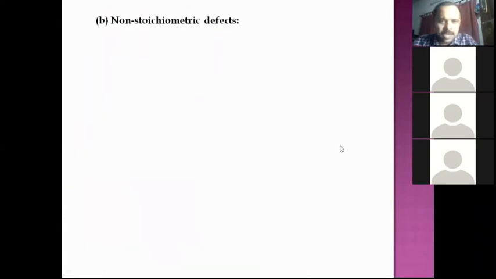Now, non-stoichiometric defects. So what are non-stoichiometric defects? These defects affect the stoichiometry. So when these defects exist, the mole proportion in the formula will change. That's the meaning of it. Okay. Now we'll see there are two types.